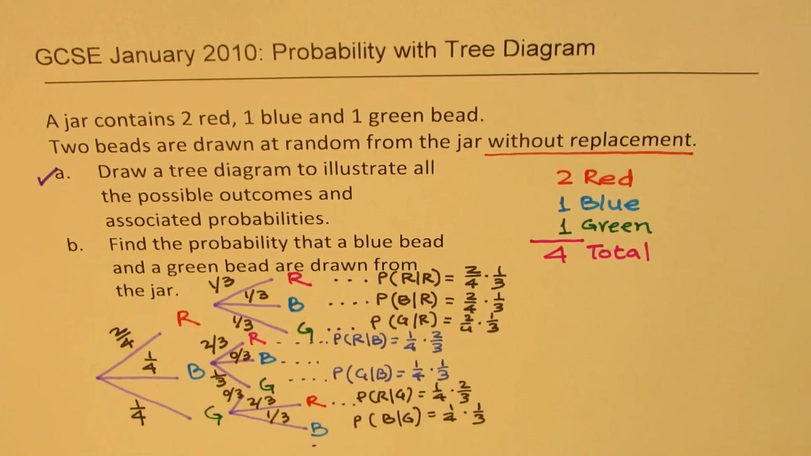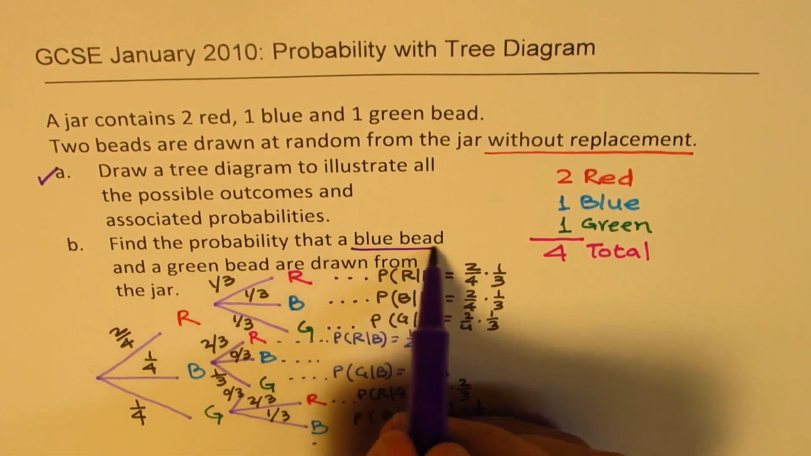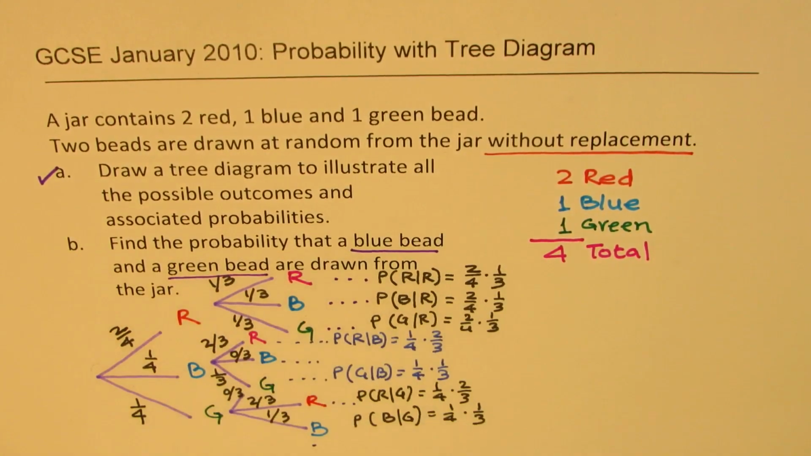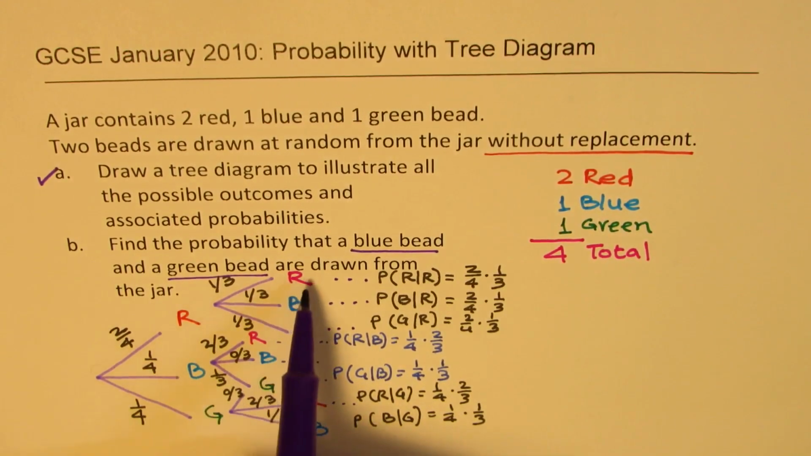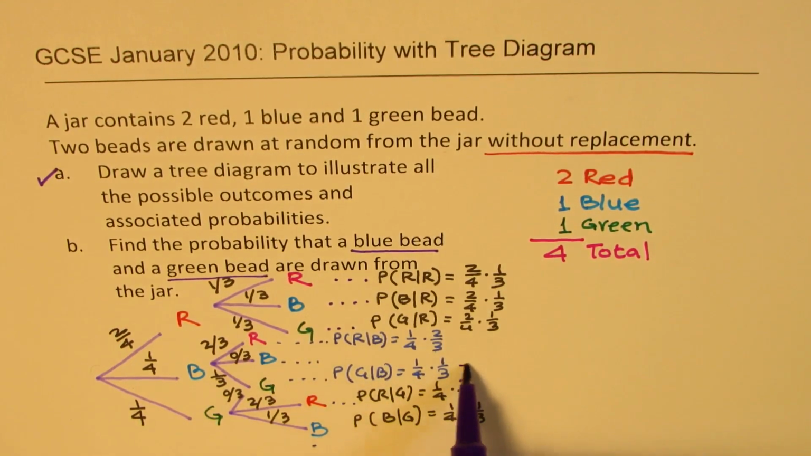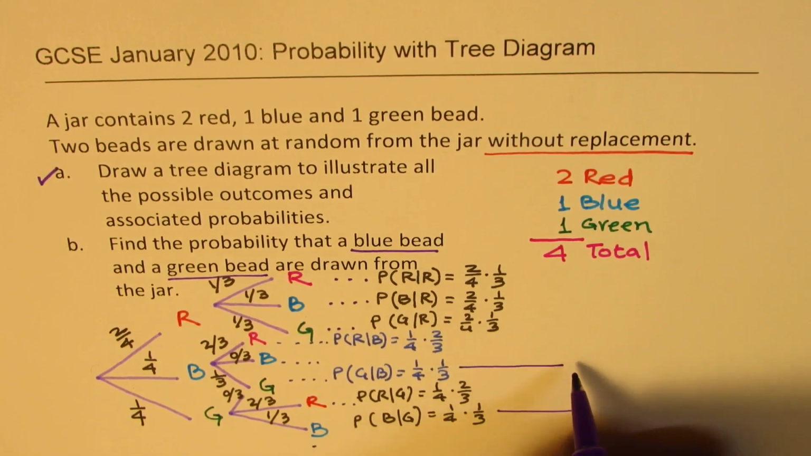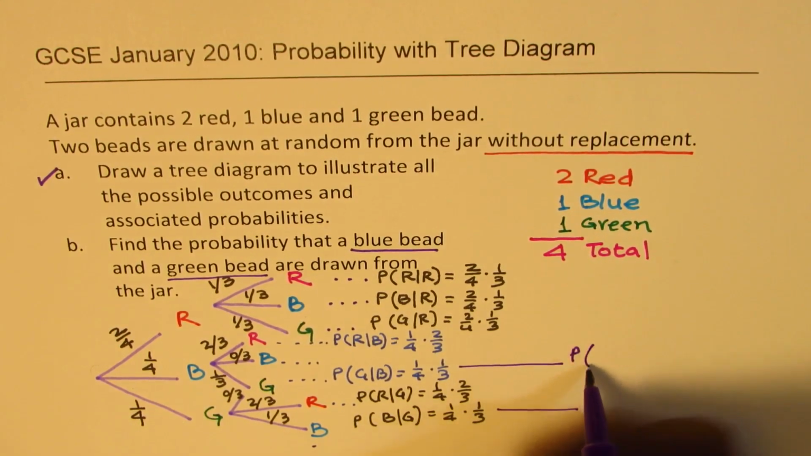Now, let's look into what they are asking for. Part B. Part B is find the probability of a blue bead and a green bead, right? So we want blue and a green. So either one could be first or second, correct? That's what we want. So in these combinations, wherever we have blue and a green, we'll forget about the red line. We'll see the blue and the green lines. So blue and the green, we get this one, that is clear, right? Or we could get green first and then blue. So these two, right?